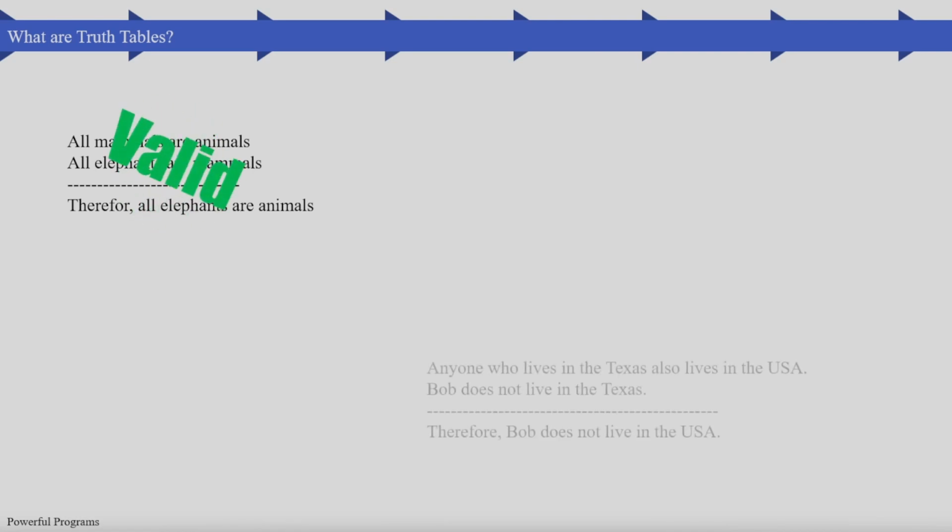And an invalid example would be: anyone who lives in Texas also lives in the United States. Bob does not live in Texas. Therefore, Bob does not live in the United States. But, if you know, there are 49 other states in America. Bob could live in North Carolina, or Ohio, or California, and he would still be living in the United States. So this one is invalid.